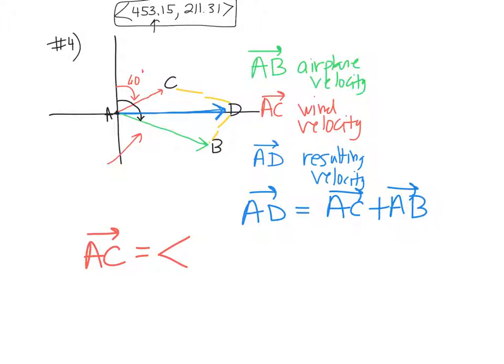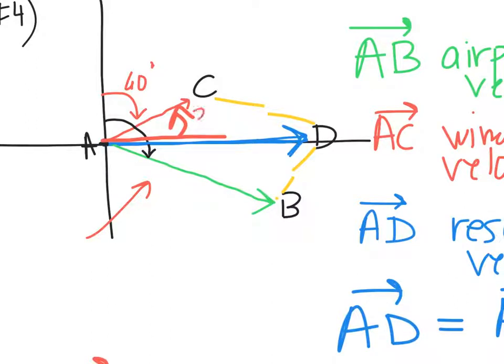So we're going to find AC, we're going to find AB, we're going to add them up to get AD. So AC is equal to its magnitude times the cosine of its directional angle for the first component. Its magnitude, what did I say the wind was going? 65 miles per hour. 65 times the cosine of what? 30. Don't forget, you have to think of the wind as its directional angle, 30 degrees, right here.